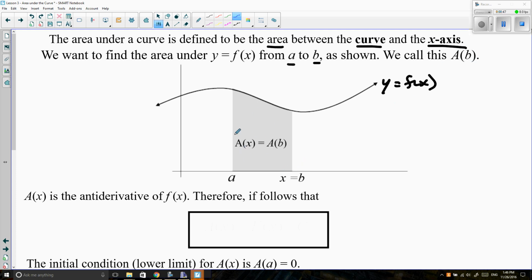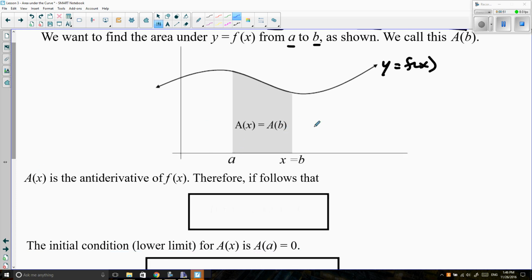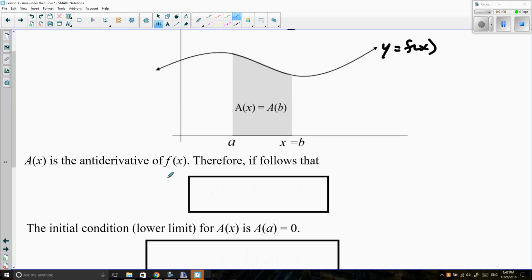So I know that this is the area. I'm going to call it A of x, okay? And A of x is really A of b. So it's the area from a to b. This is what area A of x is actually supposed to represent here. So what A of x actually is, it's the antiderivative of f of x. So this area is the antiderivative of the original graph.